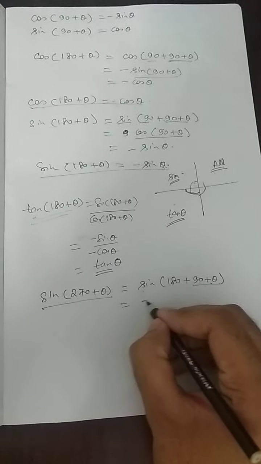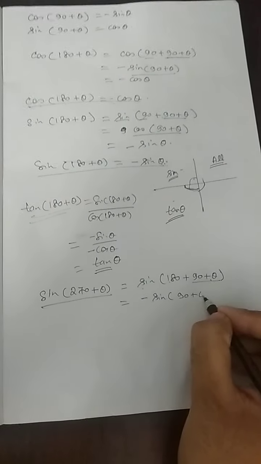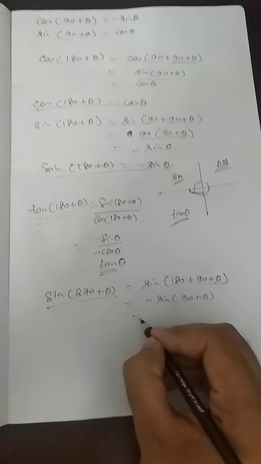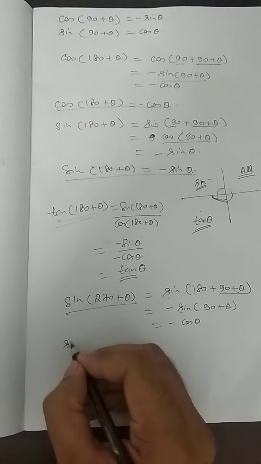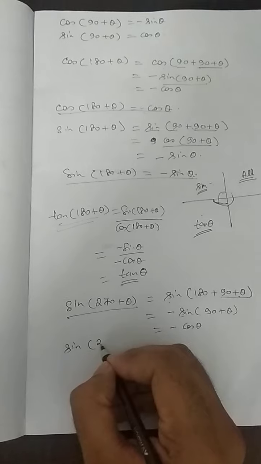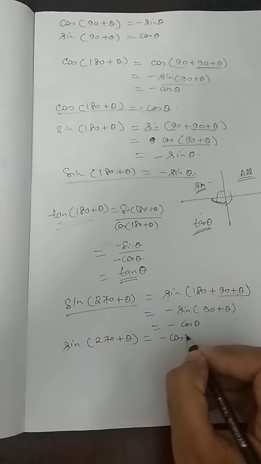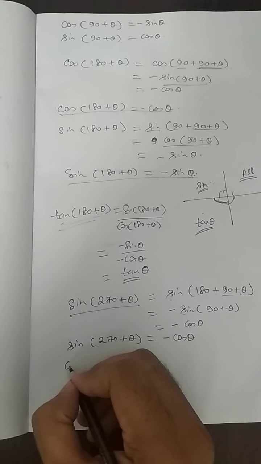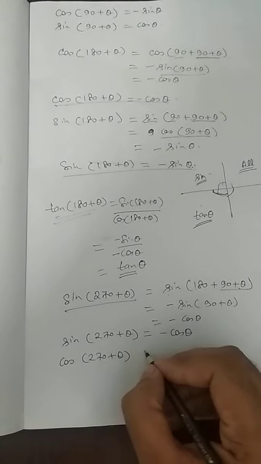So we can write minus sine of 90 plus theta, and sine of 90 plus theta we could see is cos theta, so minus cos theta. Therefore we are getting sine 270 plus theta as minus cos theta. Now let us come to cos 270 plus theta.